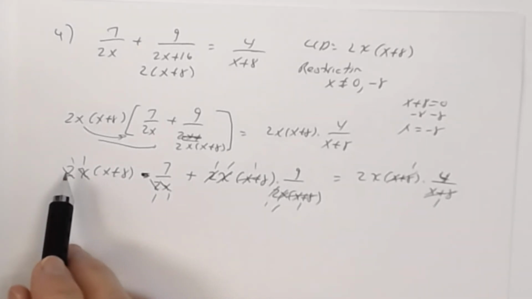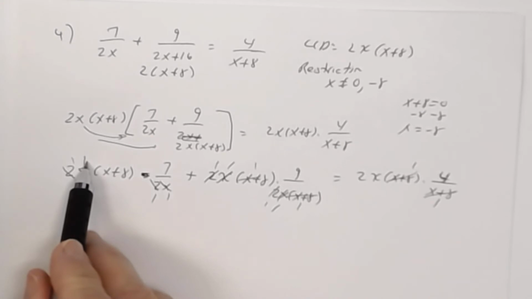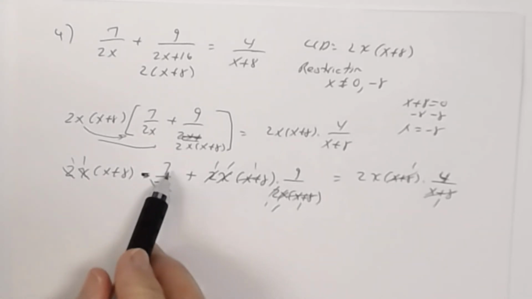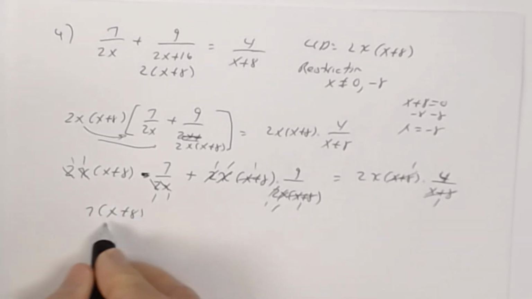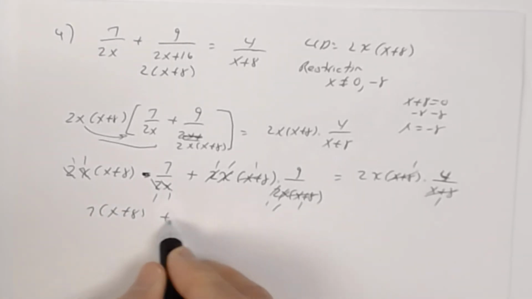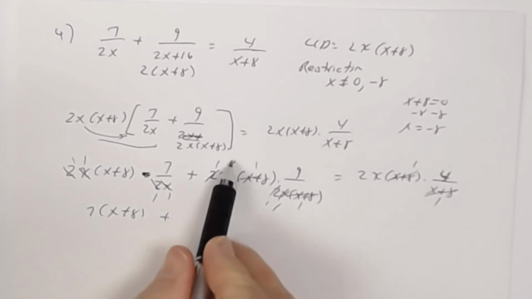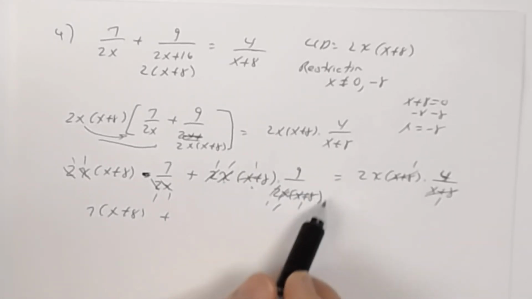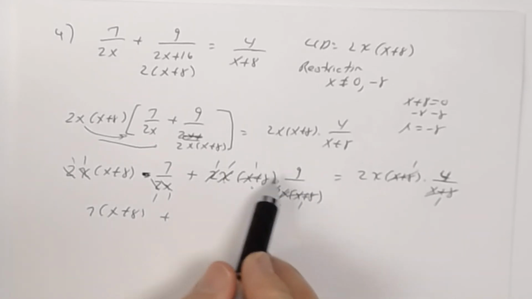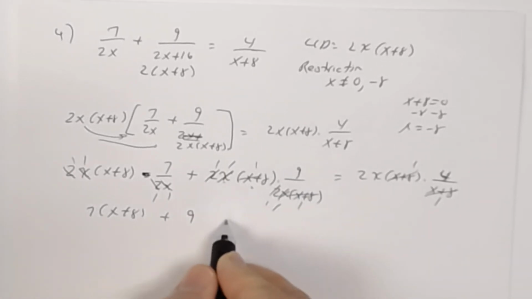So listen to what I'm doing. 1 times 1 is 1. 1 times 7 is 7. So I'm putting the 7 in front. The 7 times x plus 8. So that is this. Plus, and then be careful here. That's 1 times 1 times 1 is 1, and then this is 9, and so 1 times 9 is 9, equal.